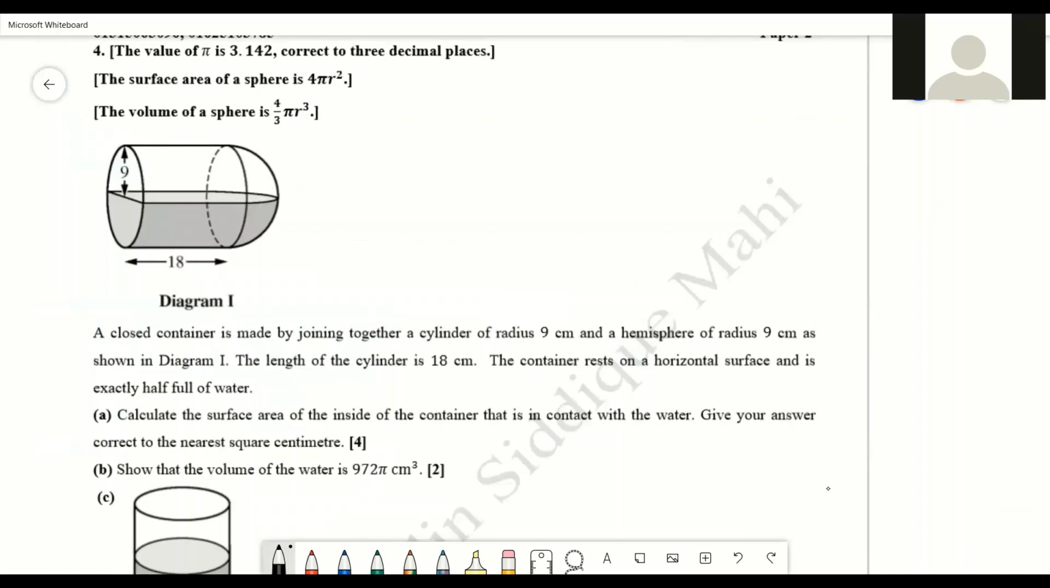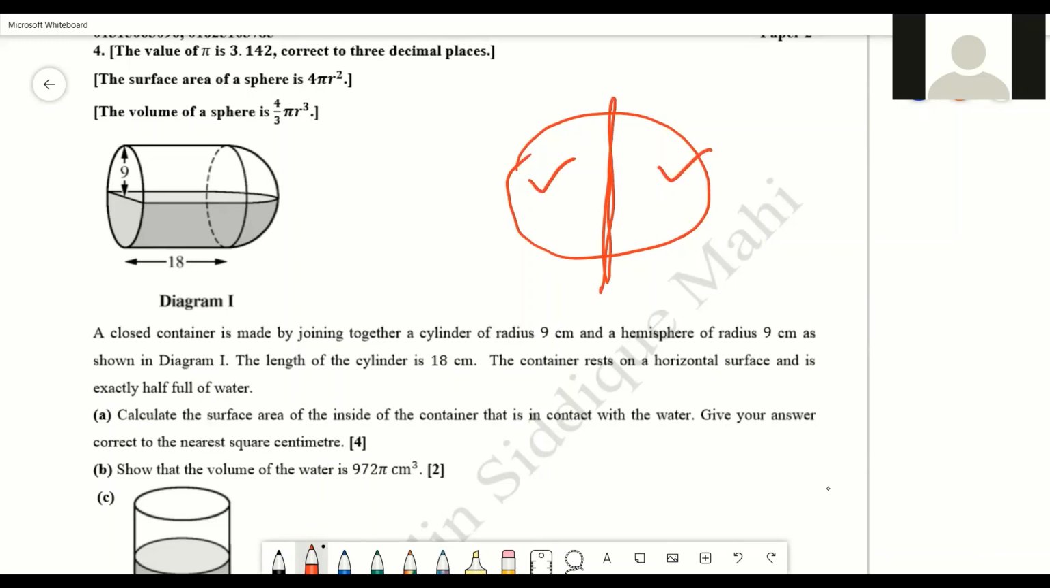A closed container is made by joining together a cylinder of radius 9 centimeters and a hemisphere of radius 9 centimeters. If you solve the questions from the book, you already know the terms. A sphere is a spherical structure like a football, tennis ball, or golf ball. If we cut it into equal halves, then each half will be called a hemisphere.